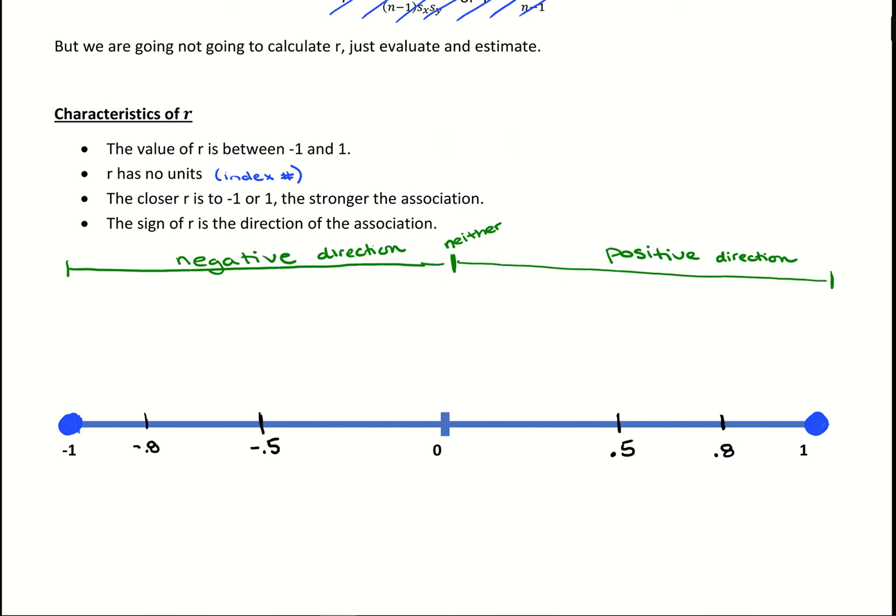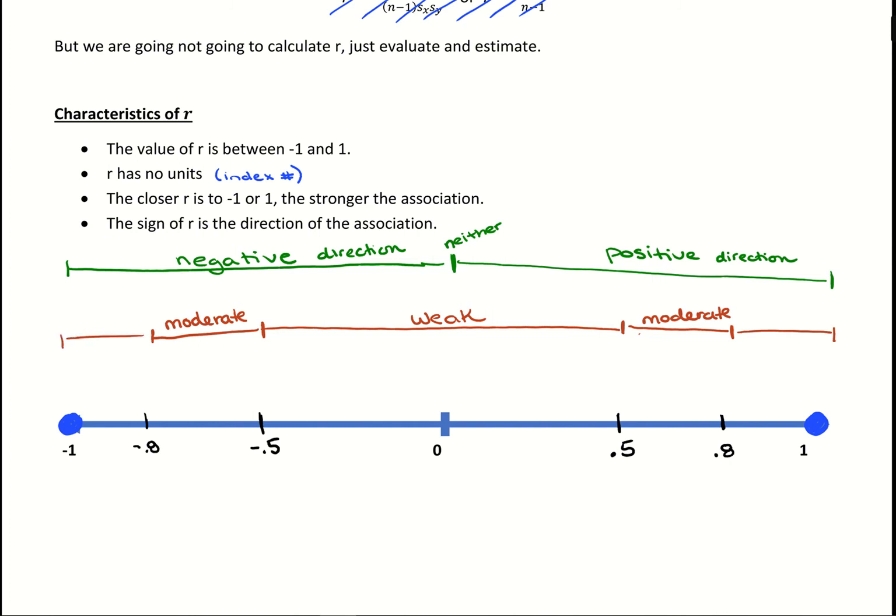Anything between negative 0.5 and positive 0.5, that's going to be where we have weak strength to our graphs. Then anything between 0.5 and 0.8 on the positive side or the negative side, that's going to be called moderate. And then anything from 0.8 to 1 on the positive side or the negative side will be considered strong.